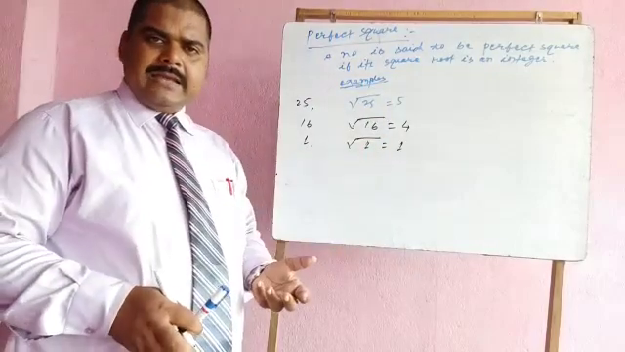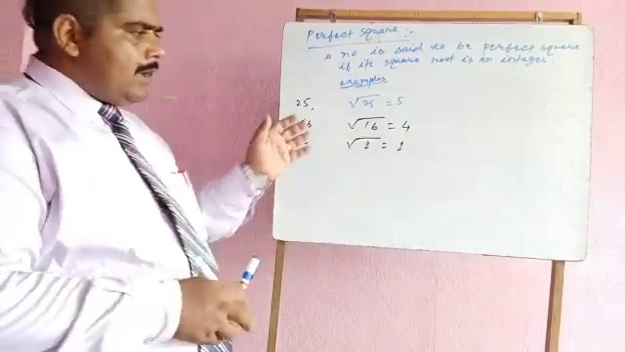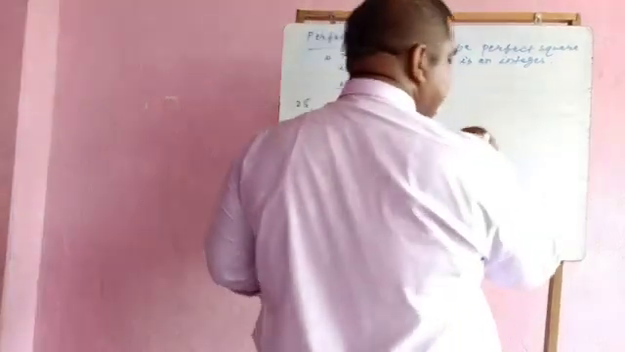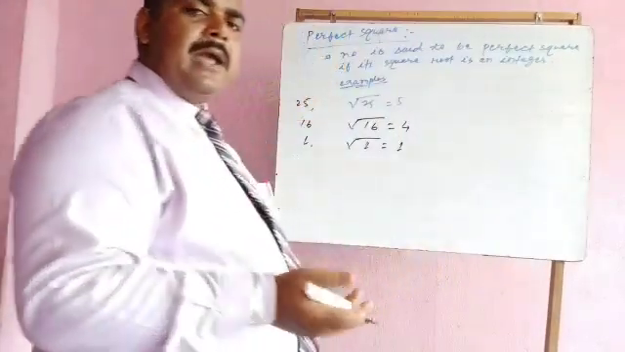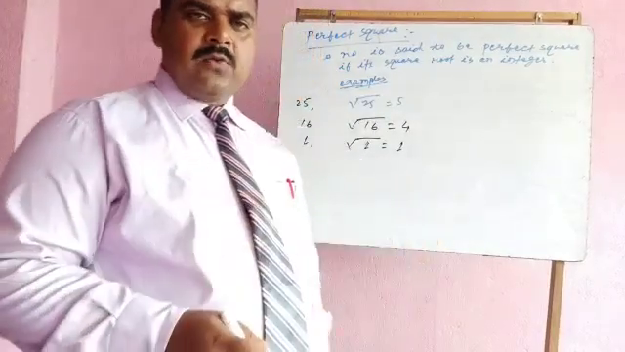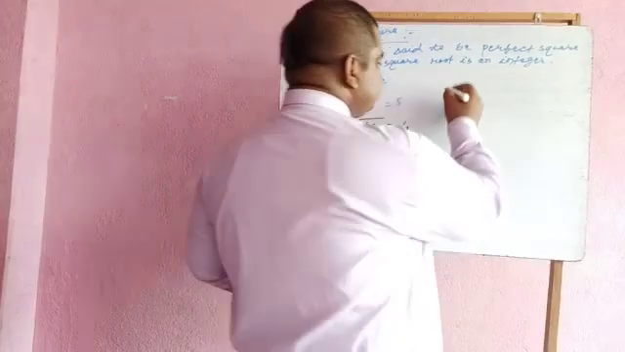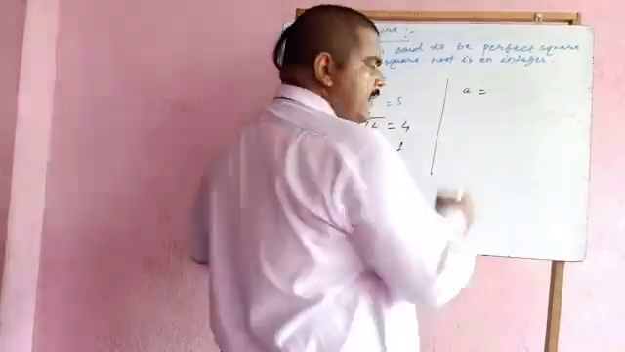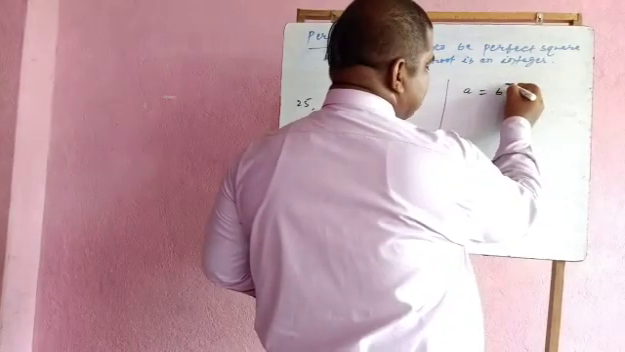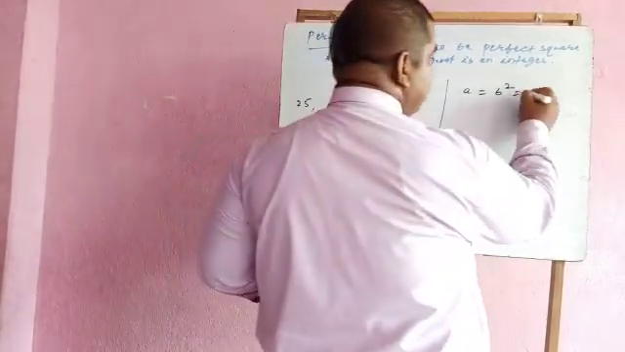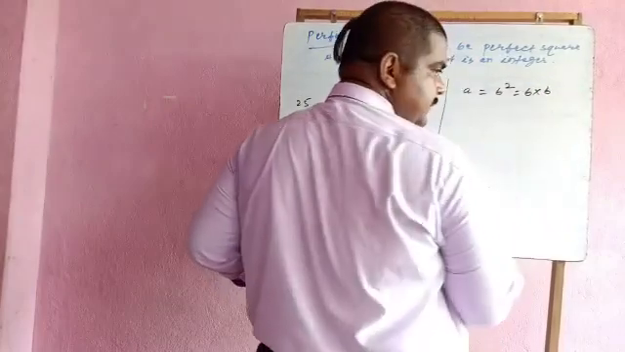It can be understood another way also. For example, if a number can be expressed in the form of a square, then it is also known as a perfect square. For example, a is said to be a perfect square if it can be expressed as b square. B square means, you know very well, b into b.